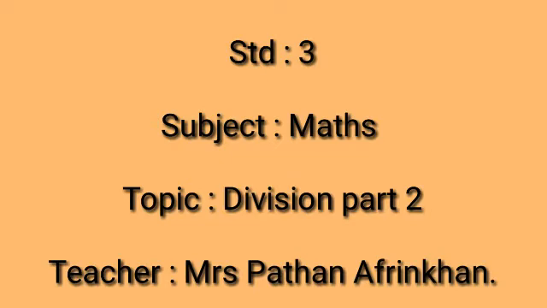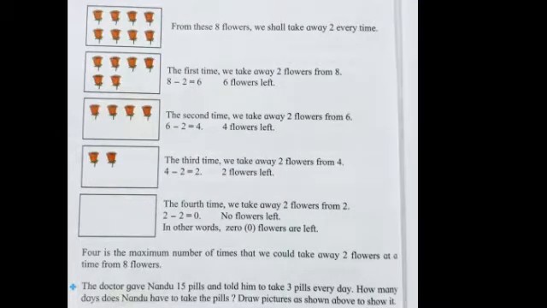So children, what we have learned in the first part of our division: what is division? Making equal lots from a collection of objects is called division. Now we will see the same thing but by another method. Now see page number 70. Subtracting the same number again and again.